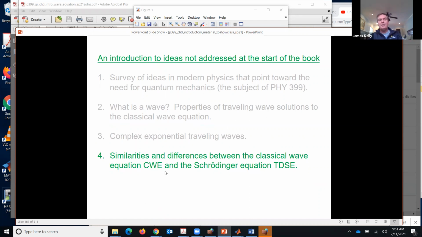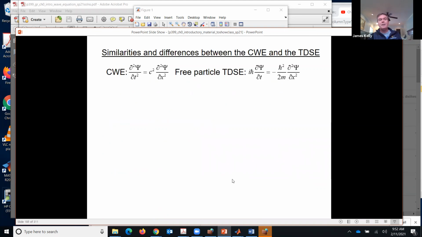We've built up a little bit of intuition, or reminded ourselves from Physics 240, some intuition about the classical wave equation. Let's now compare to the time-dependent Schrodinger equation. That's what you just call the Schrodinger equation in modern physics. It's the one with the partial derivative with respect to t of psi on one side and the second partial derivative with respect to x on the other side.